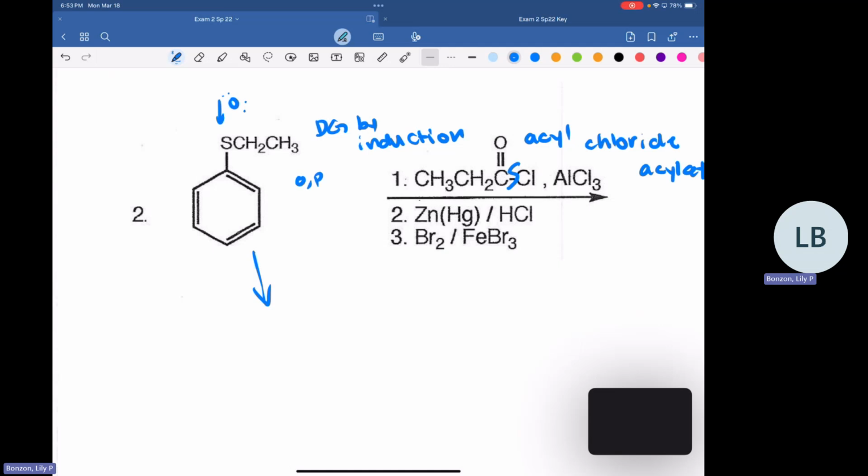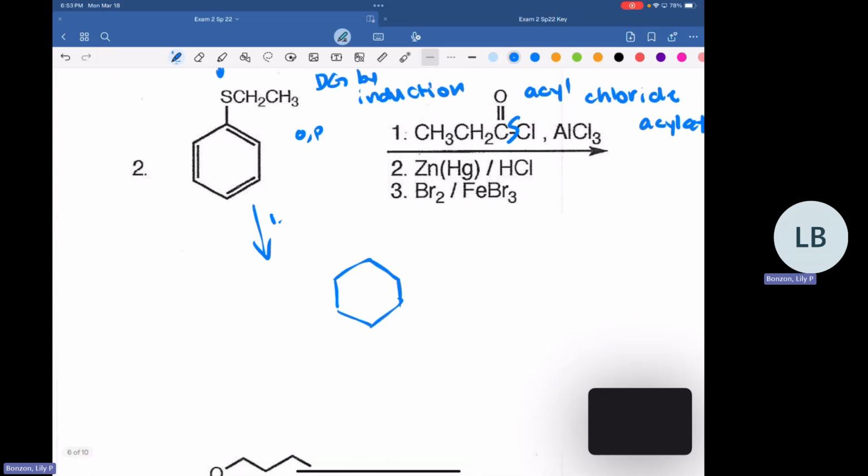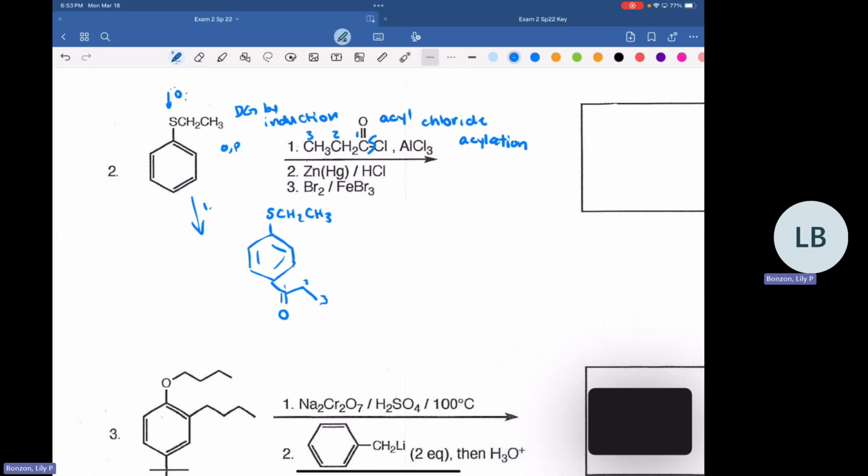And so in this case, I'm just going to throw it in the para position because that's the absolutely least hindered. You could probably put it right next to the substituent, but I'm just going to put it off by itself. It's going to like it better. Okay, so that's a product of step 1.